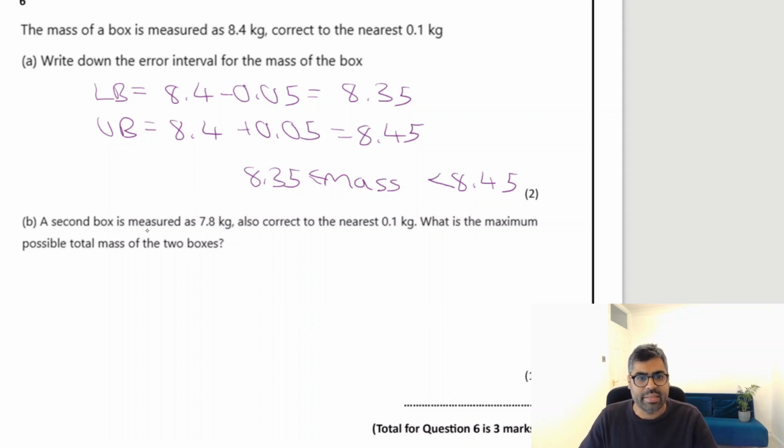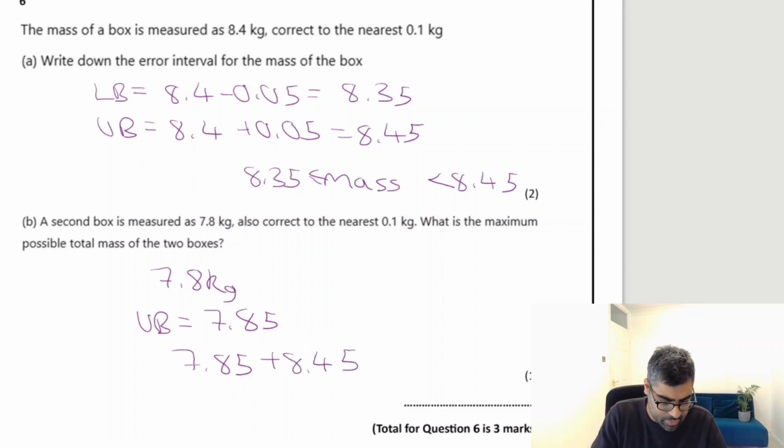Now for part B, a second box is measured as 7.8 kilograms, which is also correct to the nearest 0.1 kilogram. What is the maximum possible total mass of the two boxes? Now, we know from the first box, the maximum possible mass is 8.45. But from the second box, we need to do a very similar exercise. So for 7.8 kg, the upper bound is going to be adding 0.05, it's going to be 7.85. So we take our 7.85, and we add it to our 8.45.